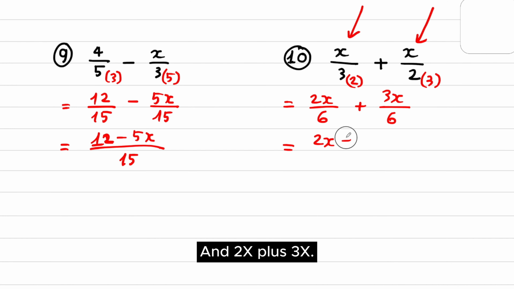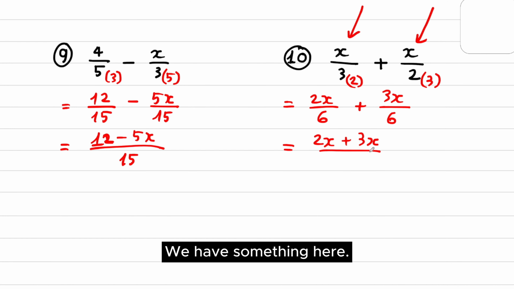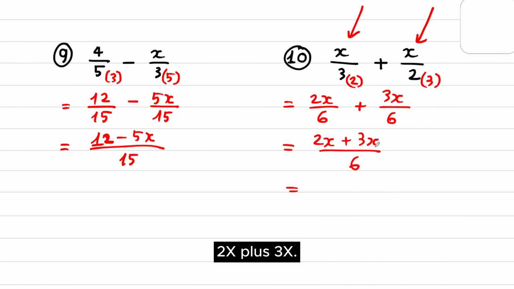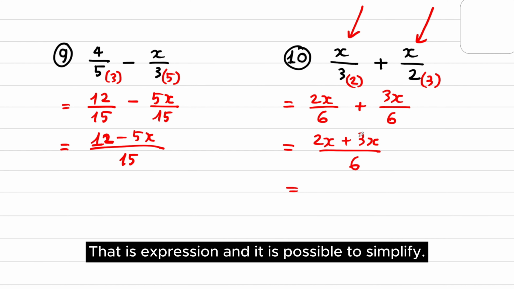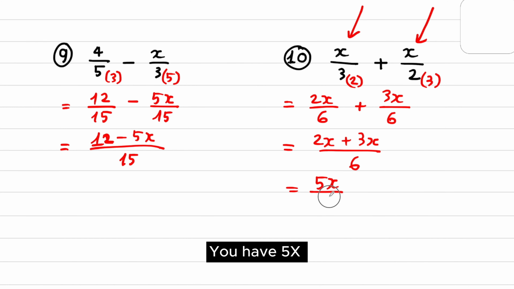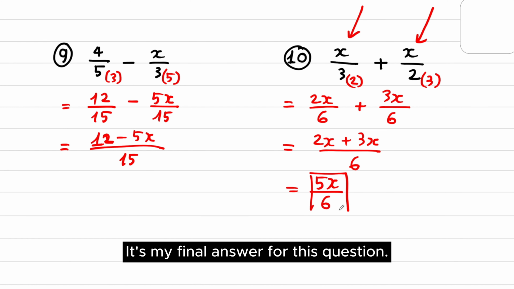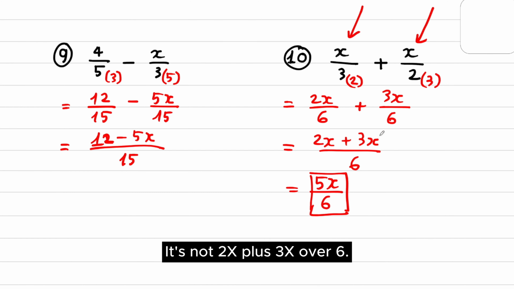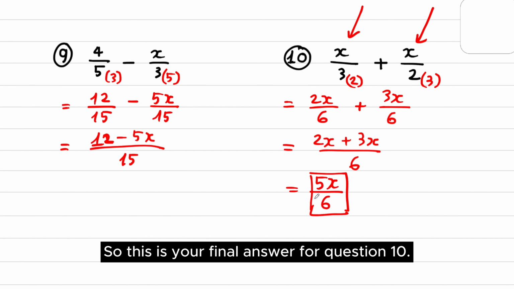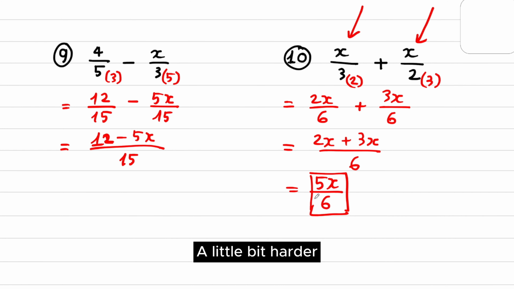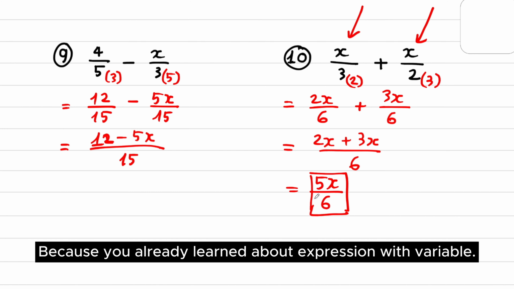And 2x plus 3x, we have something here. 2x plus 3x, that is an expression, and it is possible to simplify. You have 5x. So 5x over 6 is my final answer for this question. It's not 2x plus 3x over 6. You can simplify it to 5x over 6 like this. So this is your final answer for question 10. A little bit harder, but I think you can understand because you already learned about expressions with variables.